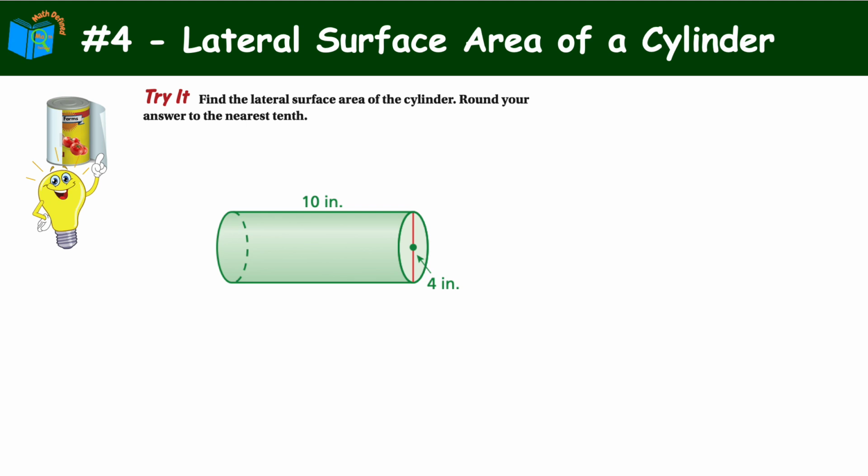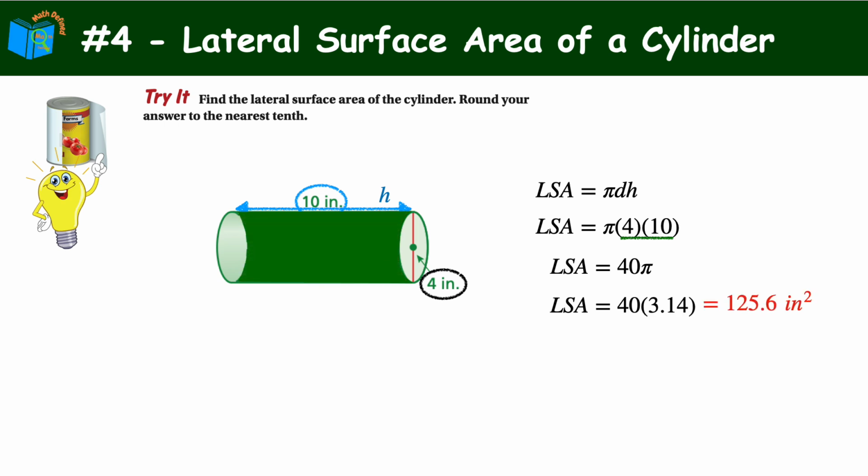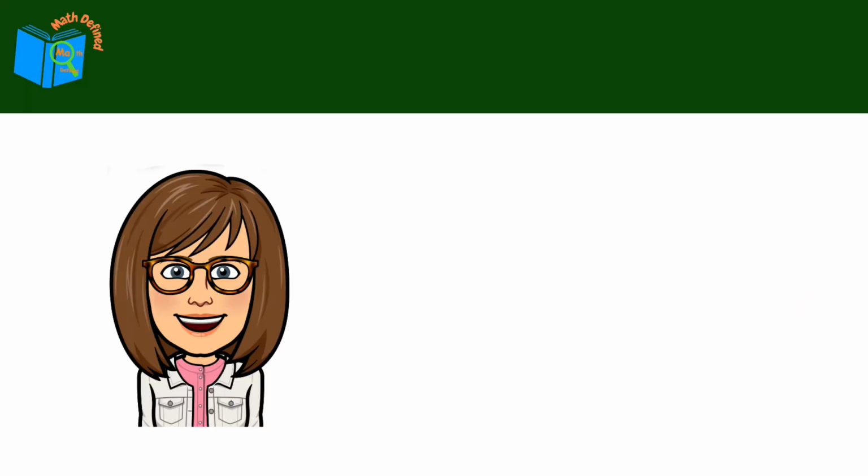Let's try one more. Since we're finding only the lateral surface area again, we'll use the formula pi times diameter times the height of the cylinder. From the diagram, we have 4 inches for the diameter and 10 inches for the height of the cylinder. Next, we multiply 4 by 10 to get 40 pi. Then we finish it up by multiplying 40 by 3.14. So the lateral surface area is 125.6 square inches.